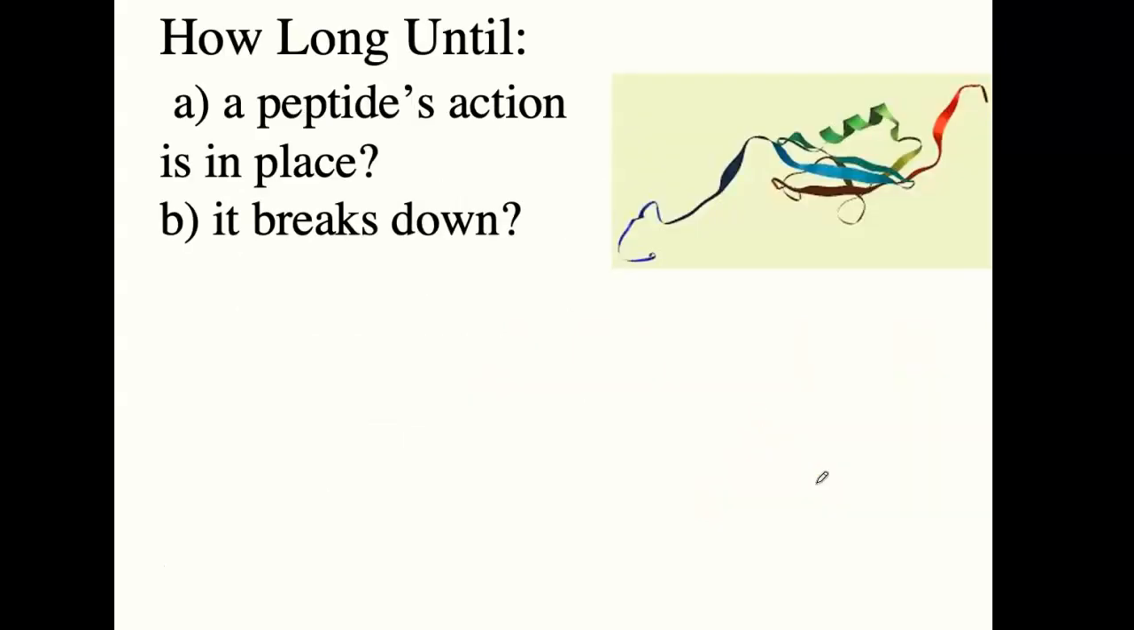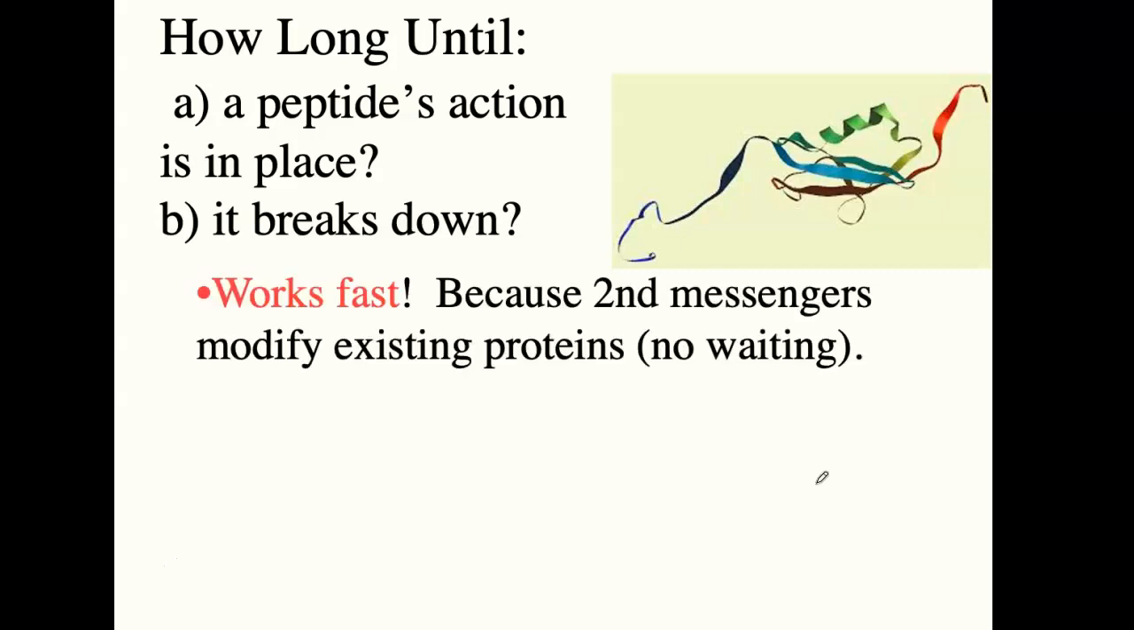So we want to think about how long does it take until you get a response, from the time that the hormone attaches until you get a response. And how long is it active for? So it works fast because second messengers modify existing proteins. That protein was already there. I don't have to go manufacture a protein. It's waiting. It's sitting there. And all you have to do is put that phosphate on and it's going to be active. So they work fast. Peptides work quickly.